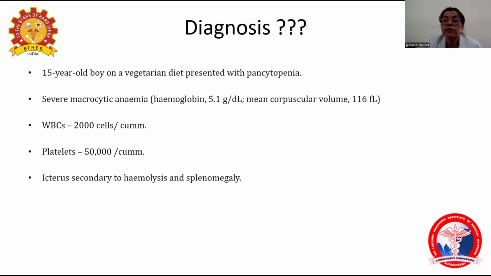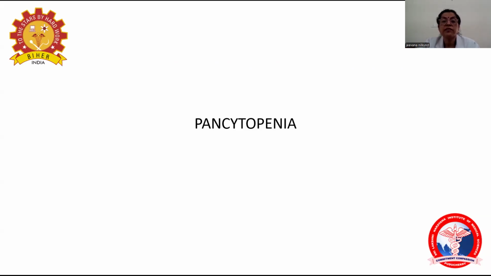So in both these cases, there is a reduction in RBC, WBC, and platelets. So all the three cell lines decrease. We call it pancytopenia. Pan means all, and cytopenia is a reduction in all the three cell lines. So why are we dealing with pancytopenia in aplastic anemia?